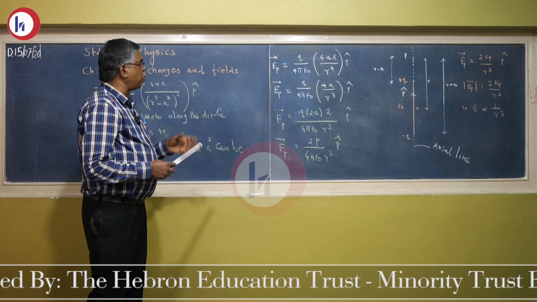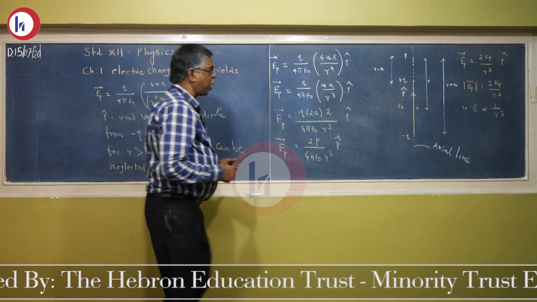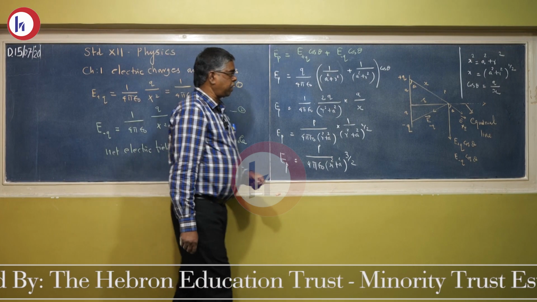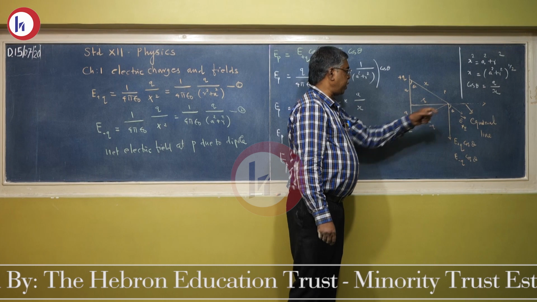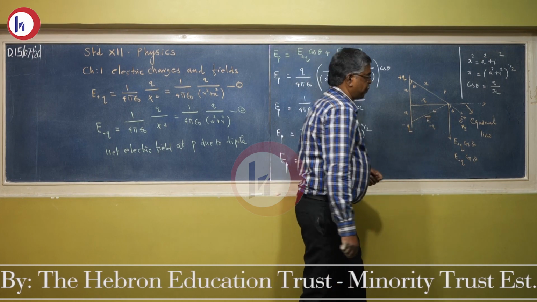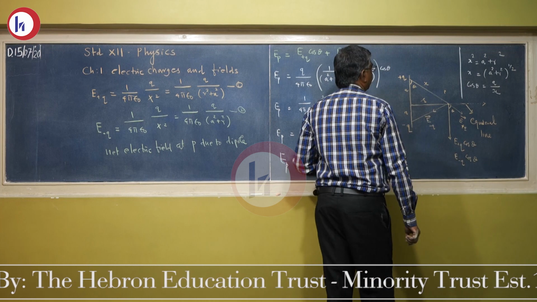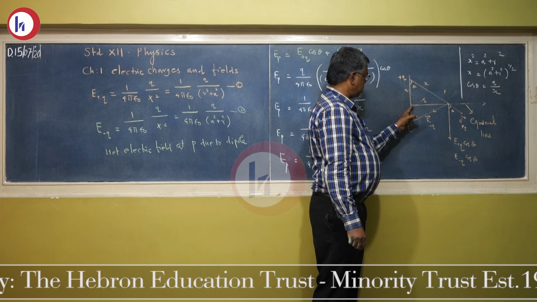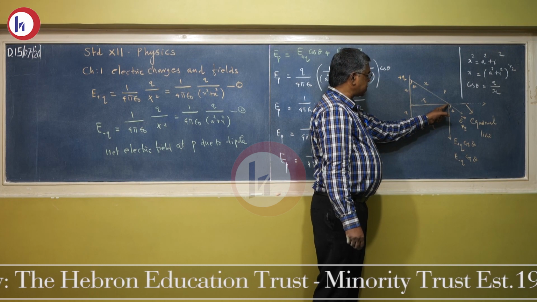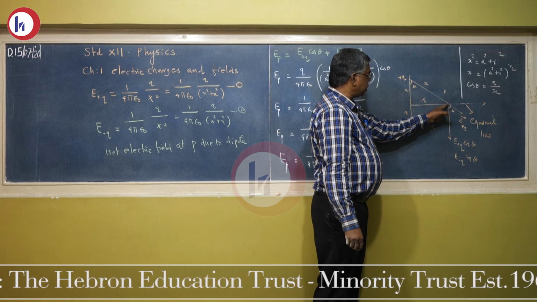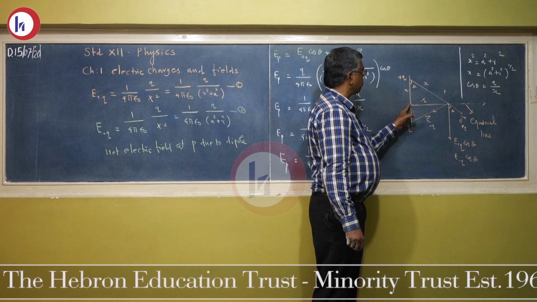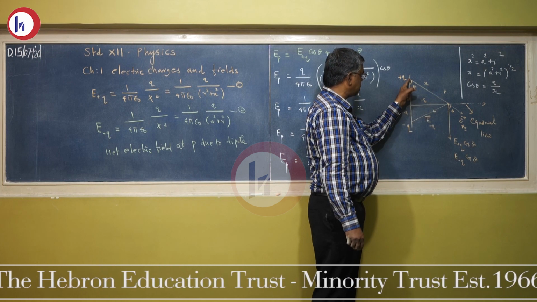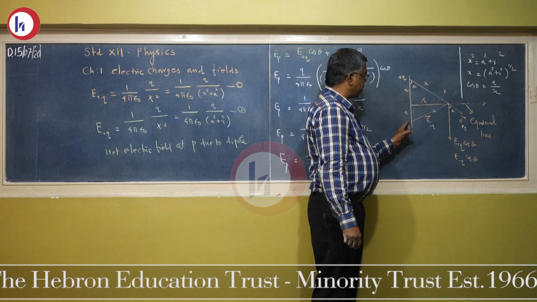Now let us see one more topic: how to find the electric field due to a dipole on the equatorial line. Children, now we are going to discuss how to find the electric field at a point on the equatorial line due to a dipole. Here the point P is on the equatorial line, at distance r from the center of the dipole. That means x distance from the positive charge and x distance from the negative charge.